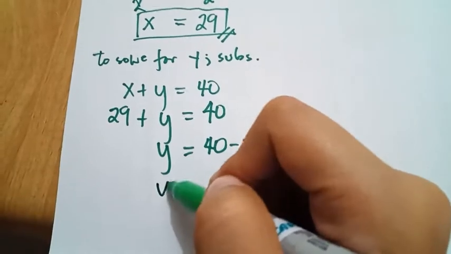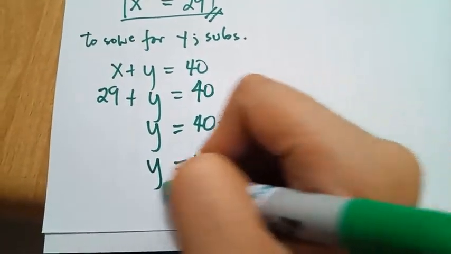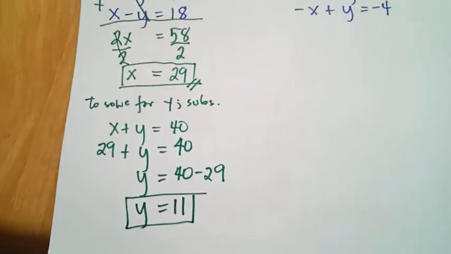All terms without variables will be on the right. Then, subtracting our numbers, 40 minus 29 is 11. And this will be the value of y.